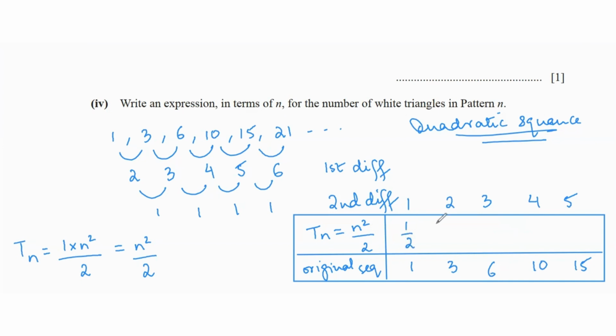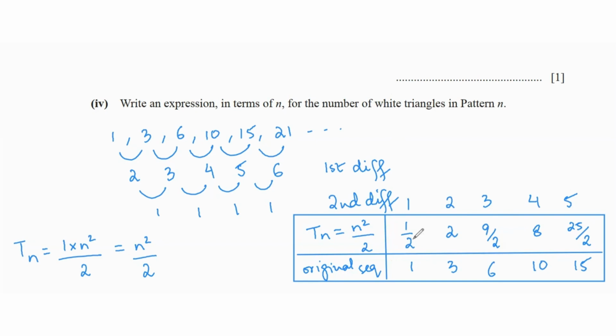1 over 2. 2 squared over 2 gives us 2. 3 squared over 2 gives us 9 over 2. 4 squared over 2 gives us 16 over 2, which is 8. And 5 squared over 2 gives us 25 over 2. Now, if you match n squared over 2 sequence numbers with the original sequence numbers, we can see that there's a difference. First term is supposed to be 1, not half. Second term is supposed to be 3, not 2. Third is supposed to be 6 and not 9 over 2.